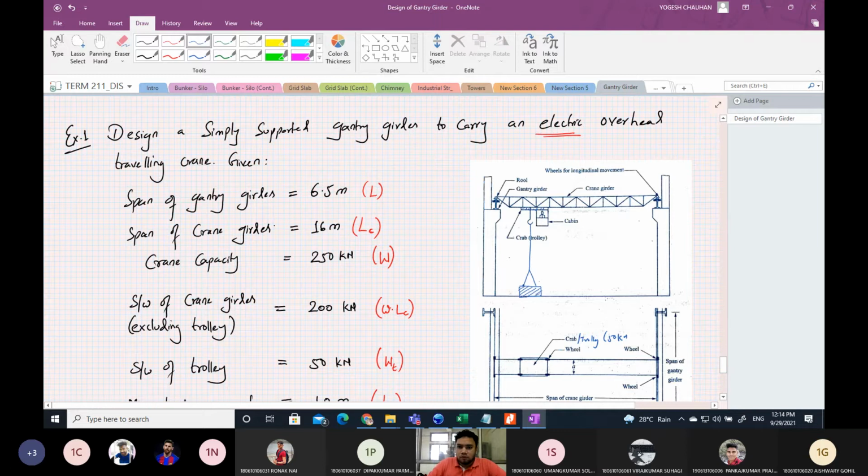It can lift this. This is the hook. This hook has some minimum approach. This is the minimum approach of the hook.